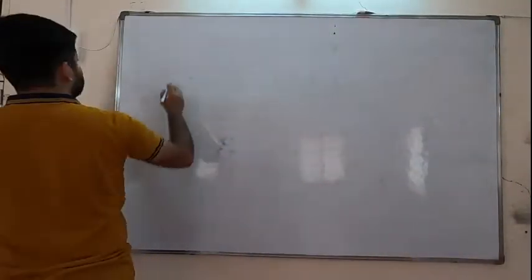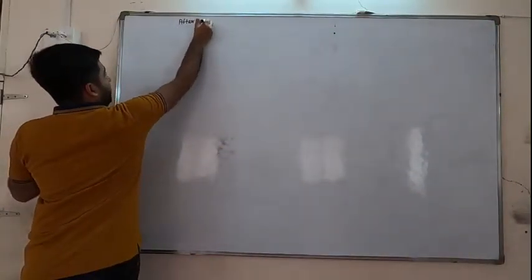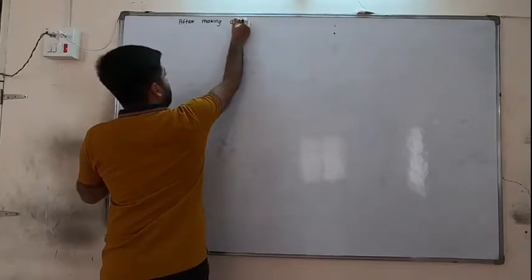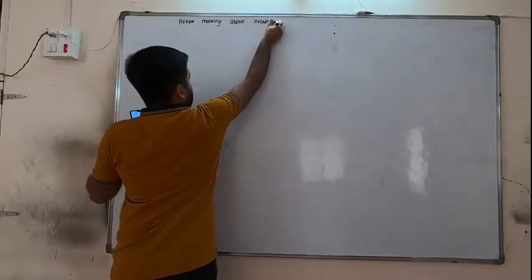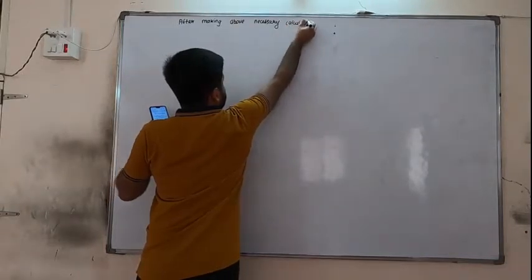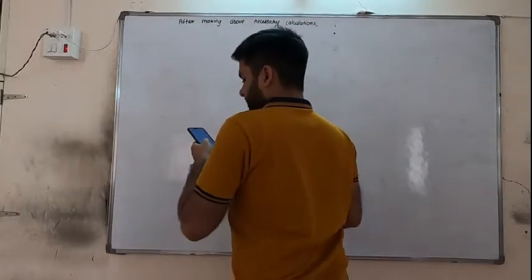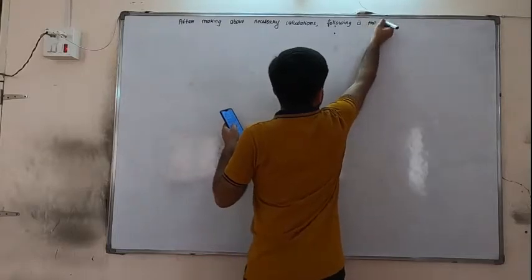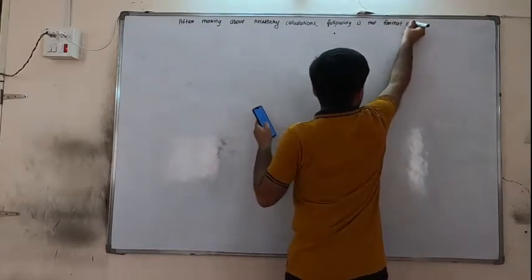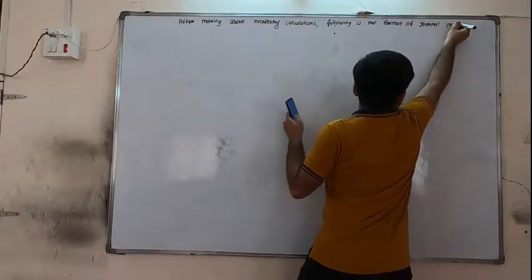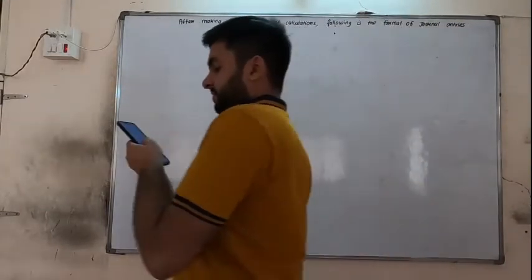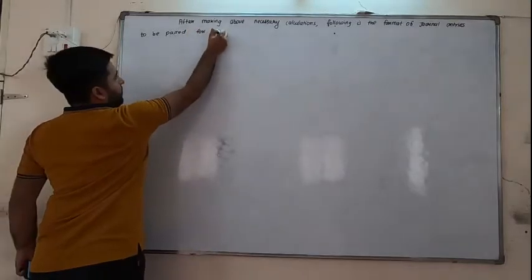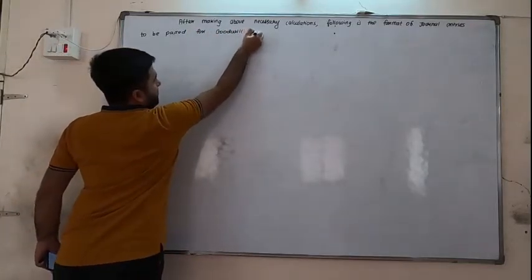Right after that, after making the necessary calculations, the following is the format of journal entries to be passed for goodwill transactions.